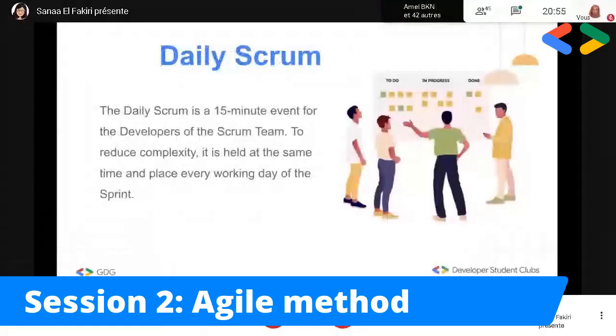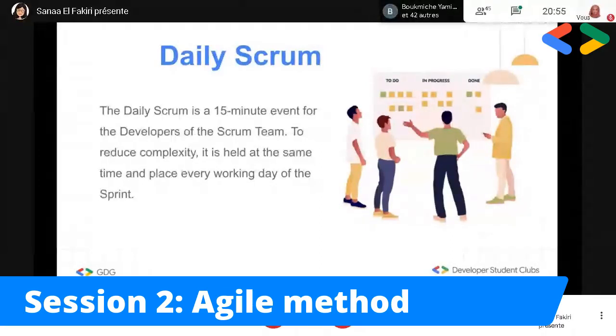Then the next event we have is the daily scrum, or the stand-up meeting. The daily scrum is a 15 minute event because it's done every day. The purpose is to inspect progress toward the sprint goal and to adapt the sprint backlog as necessary, or let's say to adjust the upcoming planned work, okay?